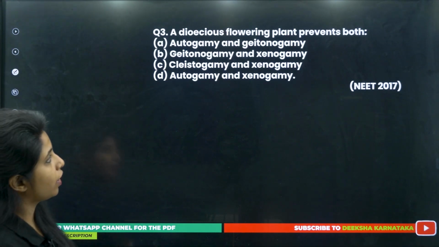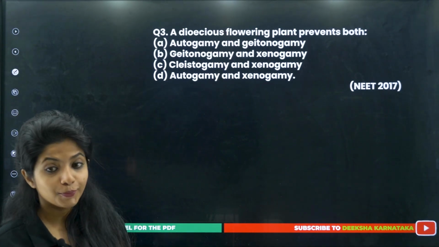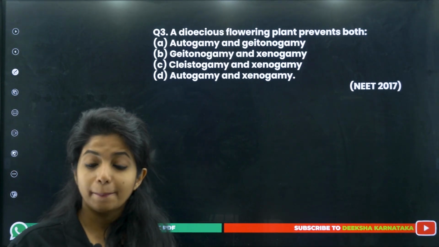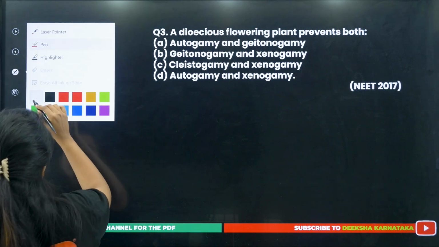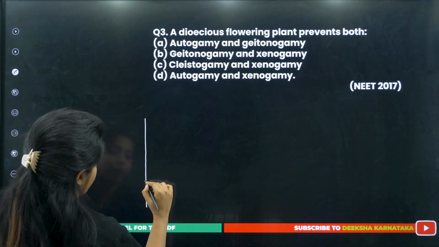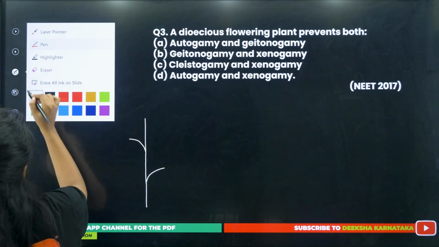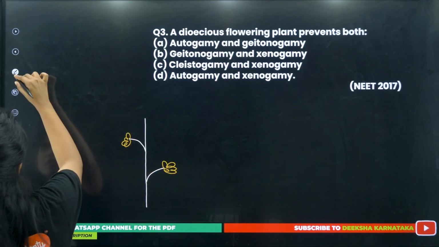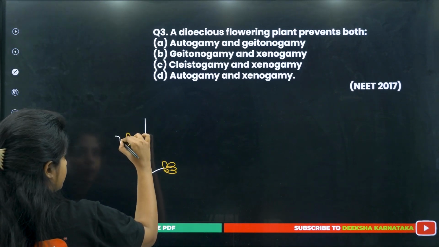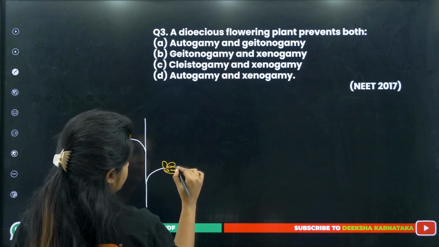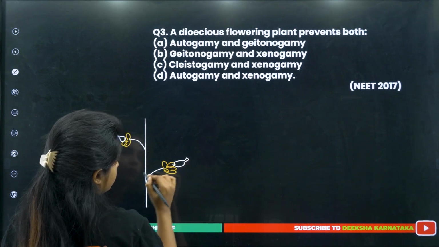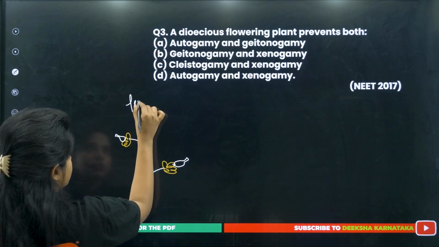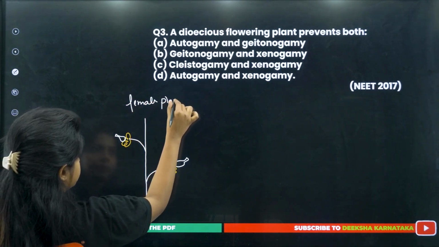A dioecious flowering plant prevents both. What do you mean by dioecious? What do you mean by a dioecious flowering plant? Basically, there is a flowering part, but over here they have one type of flowers in one plant. Okay, this will be a female plant.